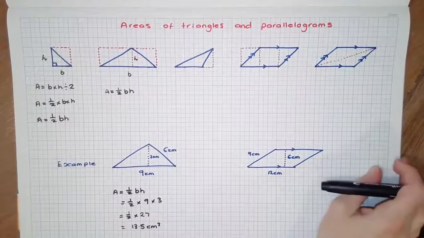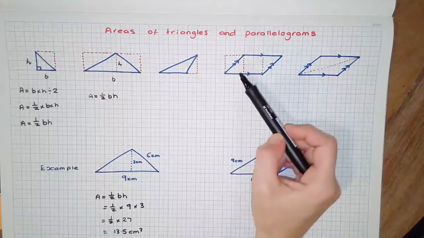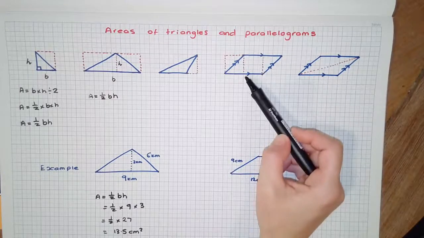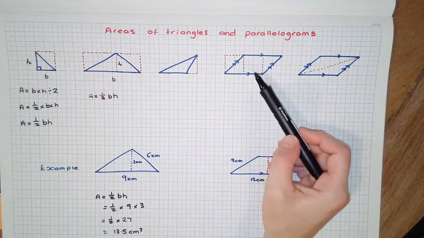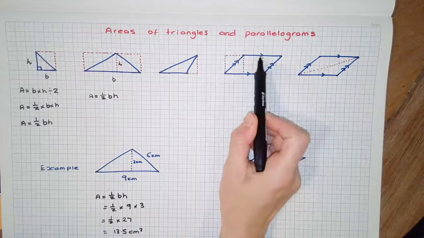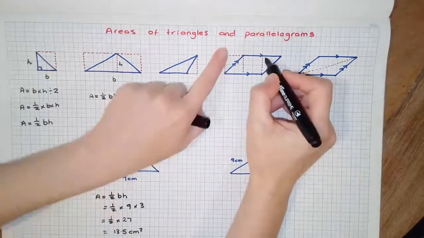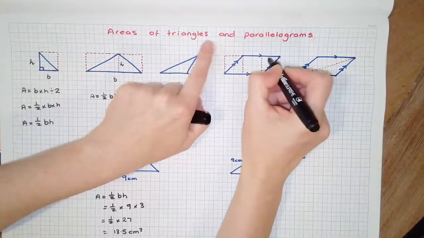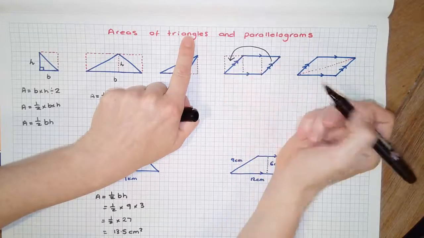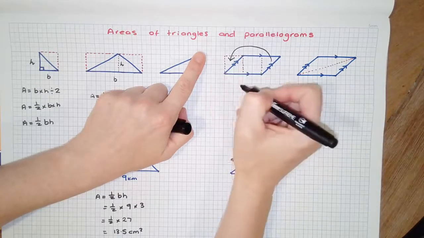Now let's have a look at parallelograms. A parallelogram is a four-sided shape with two pairs of parallel sides. The opposite sides of the parallelogram are equal in length. If you divide a parallelogram into two small triangles and a square or a rectangle in the middle, you can see that if you cut off this end and you moved it, it would fit into this spot exactly. That is, it would make then a rectangle.